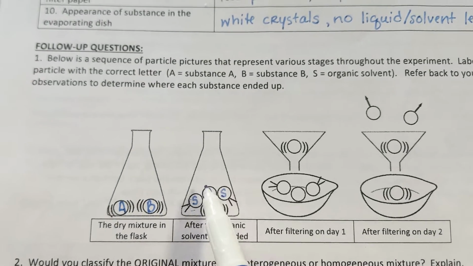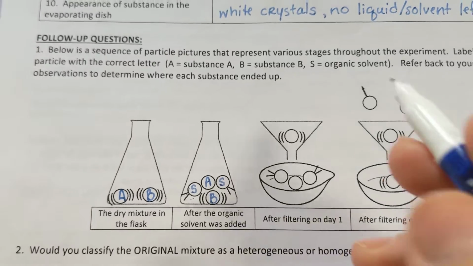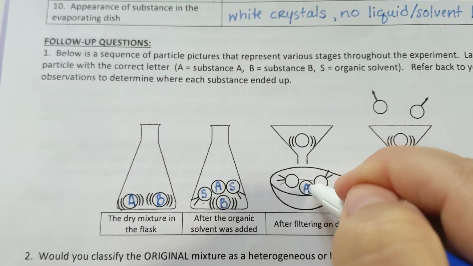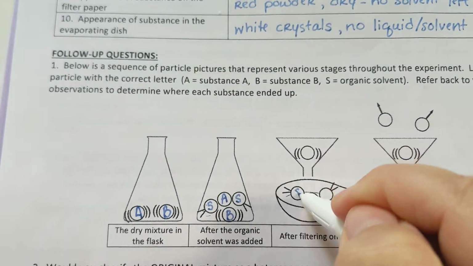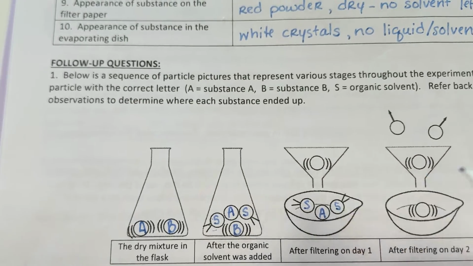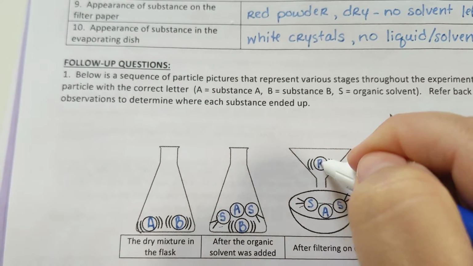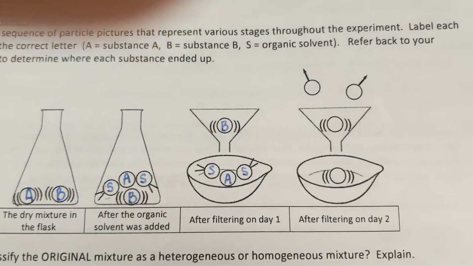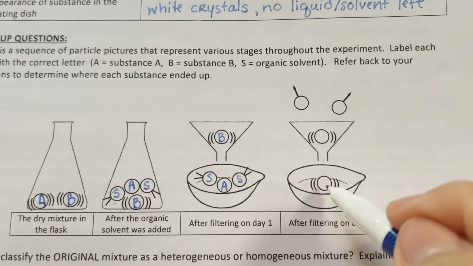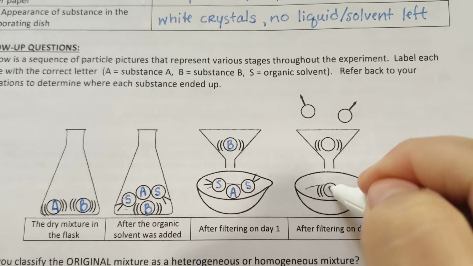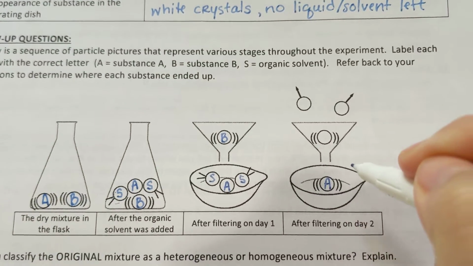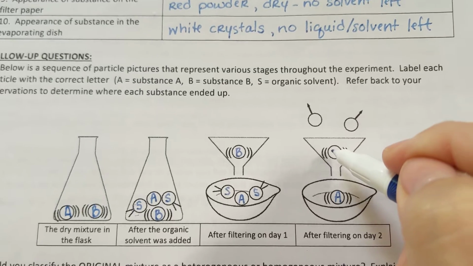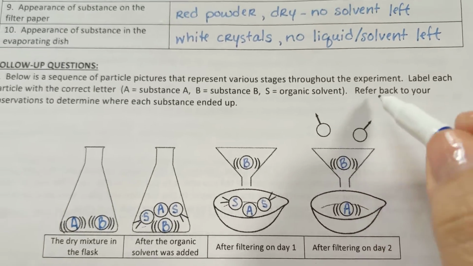This part is dissolved. It passes through the filter. So we're going to put A with the solvent, and B is going to be left as a solid up here in the filter paper. And then on our final day, A was down here. It's still down here. We can't magically move that around. B was in the filter paper, so we're going to show B up here.